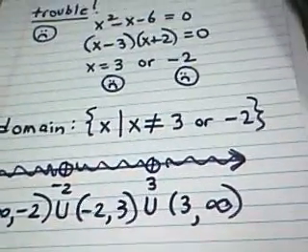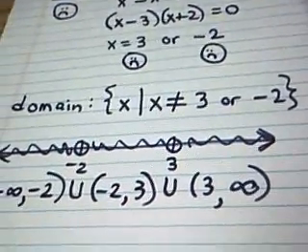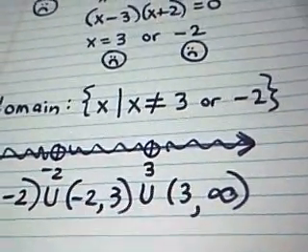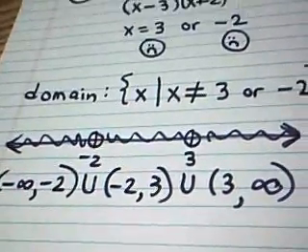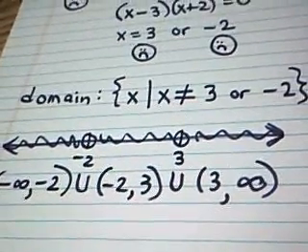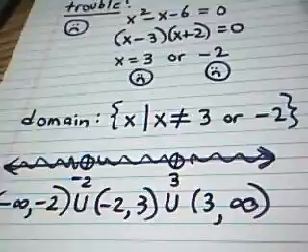So there's our domain written two different ways. The first way, right here, is called set builder notation, and the second method is interval notation. So pay attention to which way you're asked to do it on a test or a quiz.